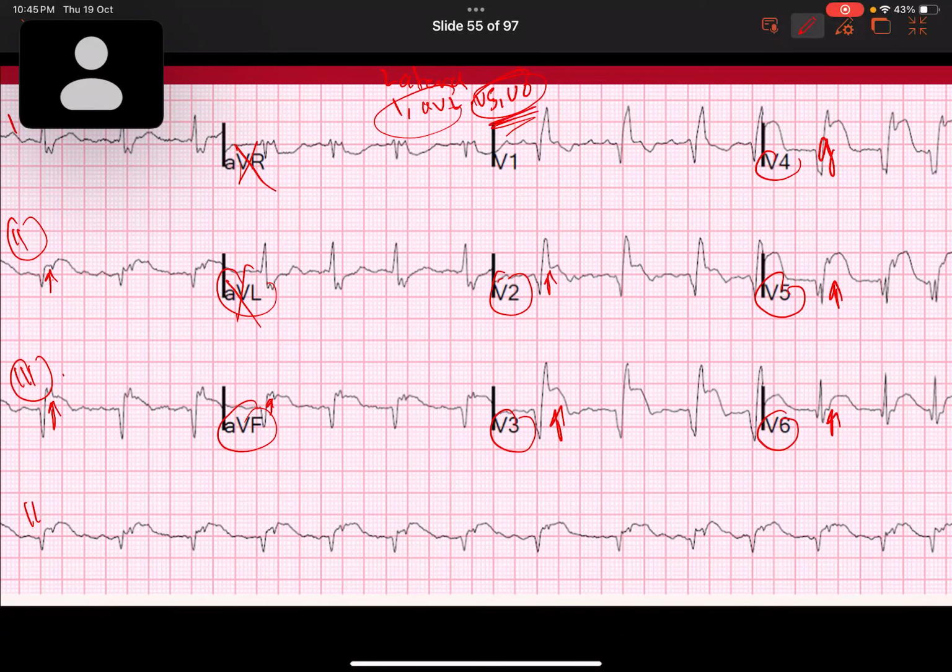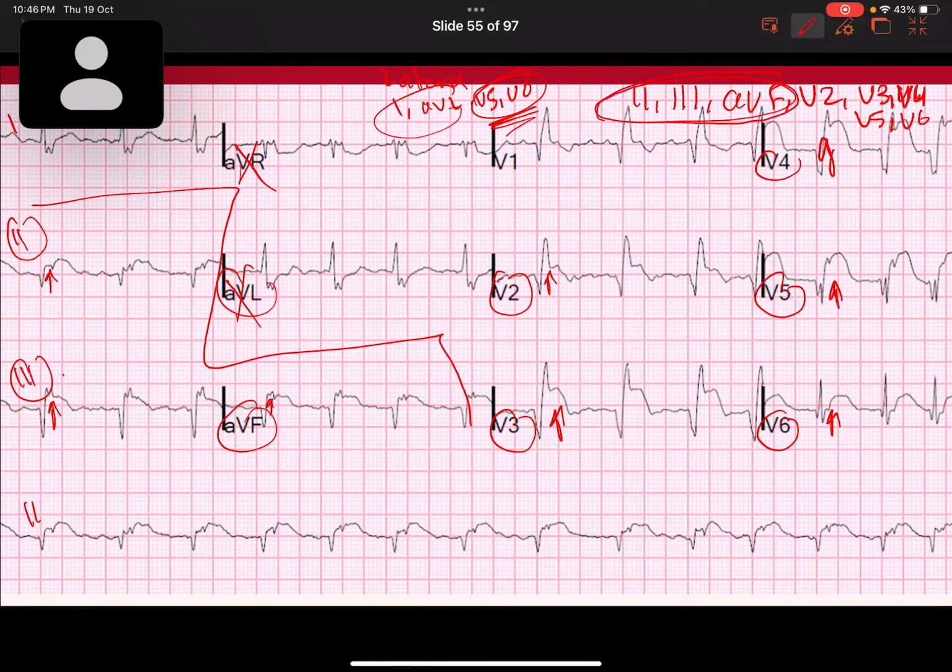Thus, what are the ones that are affected? We have leads 2, 3, AVF, V2, V3, V4, V5, and V6. What groups do you see here? First group, what is this? Is it lateral, inferior, septal, or anterior? 2, 3, AVF, the ones that make up the corner of this graph. Inferior. Yes. So 2, 3, AVF is inferior.